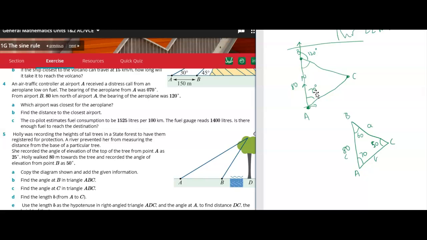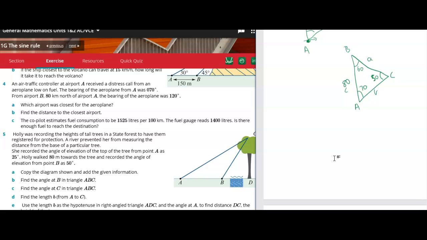Question C, the co-pilot estimates fuel consumption to be 1,525 litres per 100 kilometres. The fuel gauge reads 1,400 litres. Is there enough fuel to reach the destination? So basically, we don't quite have 100 kilometres. Let me just cheat and have a look at the question. It does say yes.